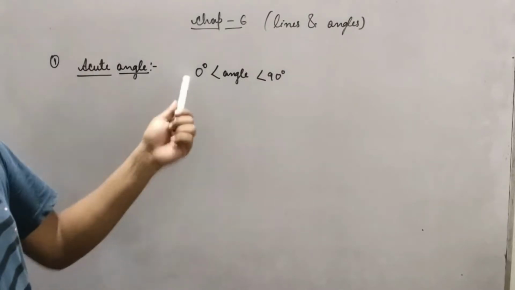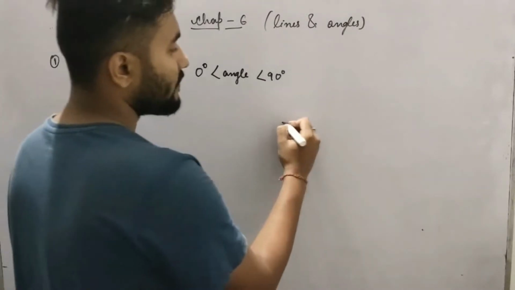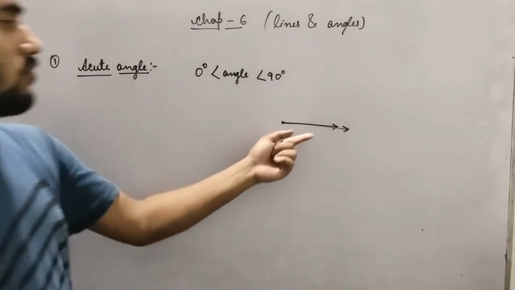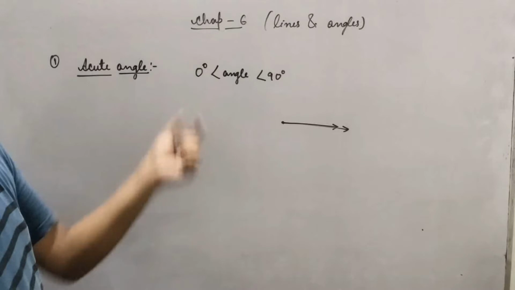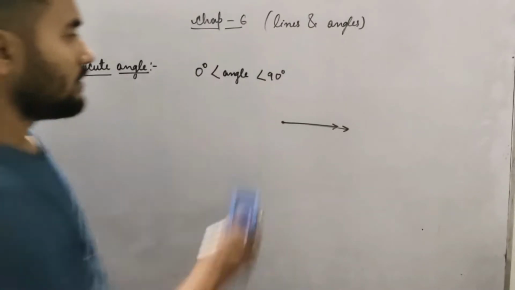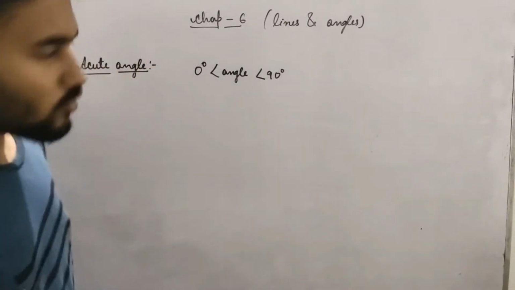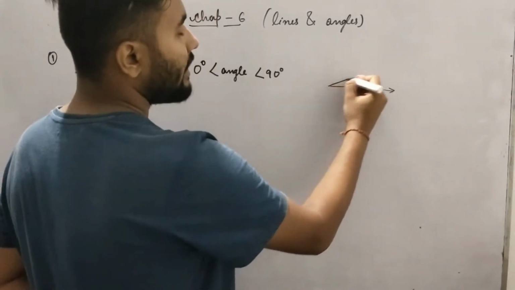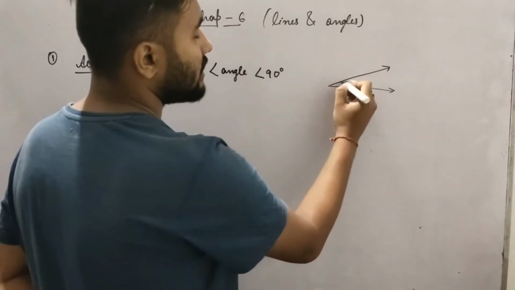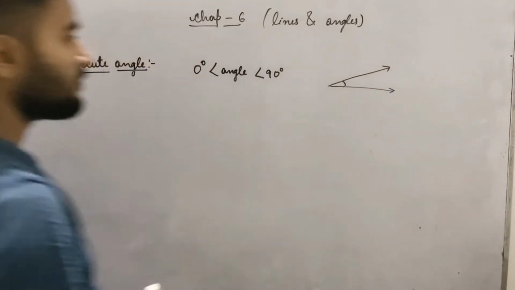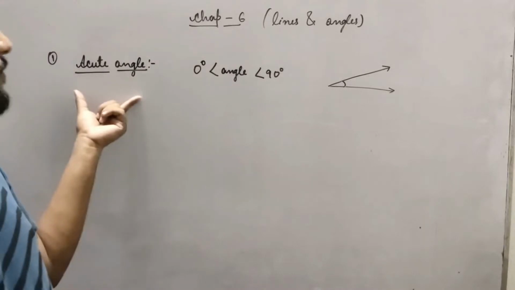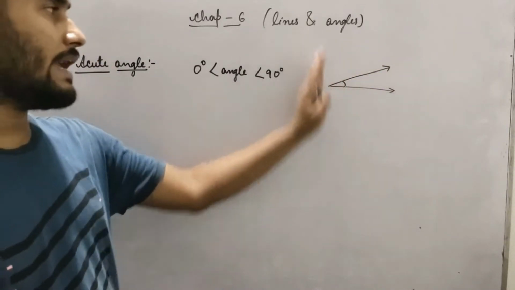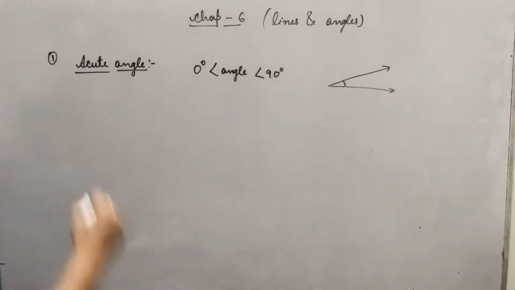So for an acute angle, at 0 degree you will have no angle. At 0 degree, say this is one ray and exactly this is another ray, so no rotation. So in 0 degree there is no angle. As soon as the ray starts to rotate, both the rays were over here, then one ray has rotated in the anti-clockwise direction and we have got this angle. This angle is known as an acute angle. The angle is greater than 0 degree but less than 90 degree.